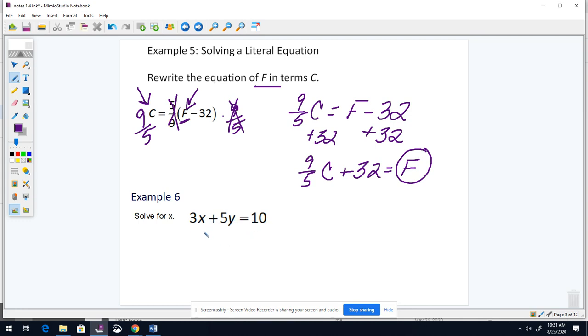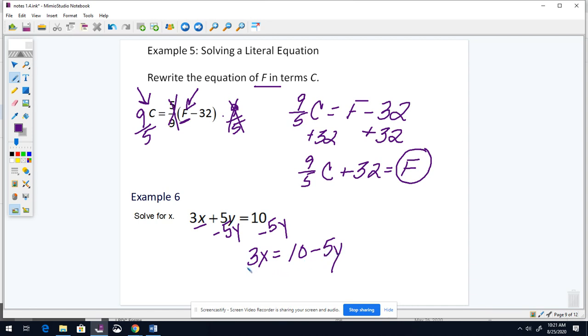We want to get x by itself. So again, to get x by itself, I work with what's away from it right now. I need to get rid of this minus 5y because currently it's plus 5y, so I'm going to do the opposite. So I have 3x equals, and I can write it as 10 minus 5y, or I can write it as negative 5y plus 10. The 10 is positive, the 5y is negative. They cannot combine because one has a variable and one doesn't.